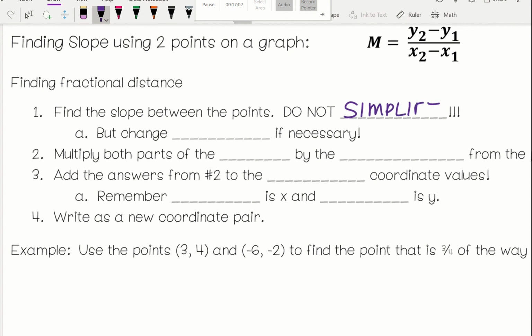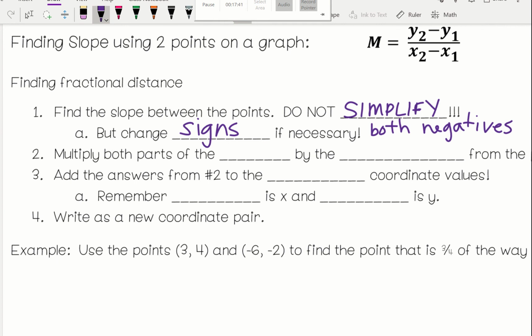Don't simplify. So if I get 2/4, I'm not changing that to 1/2. I'm leaving it as 2/4. Okay, so do not simplify. The only thing that you will do is change the signs if that's necessary. The only reason it would be necessary is if they are both negatives. So if you got -2 over -4, then you would just change it to +2/4. Take the negatives away. Okay? But if one of them's a negative, leave it.